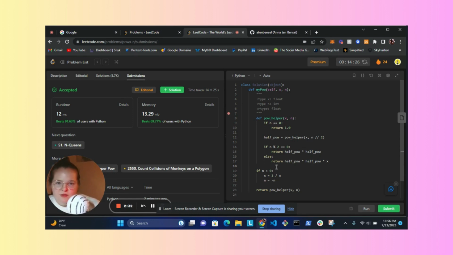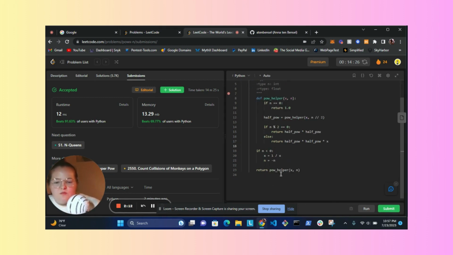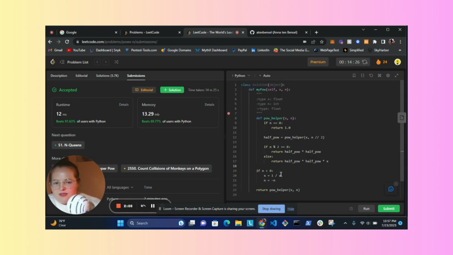But before proceeding with the explanation, the code handles cases when n is negative. If n is negative, it updates x as seen here. And it changes the value of n to its absolute value, as you guys can see. And lastly, it returns the pow helper function. So that's kind of a summary on how I tackled this and those broken down bits of information.